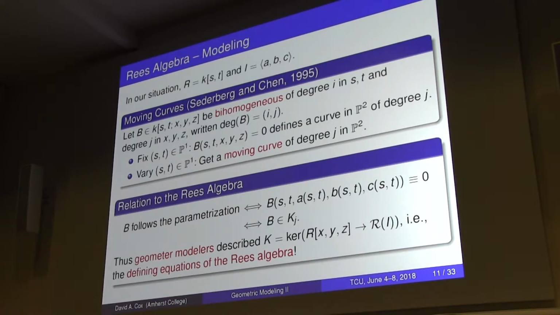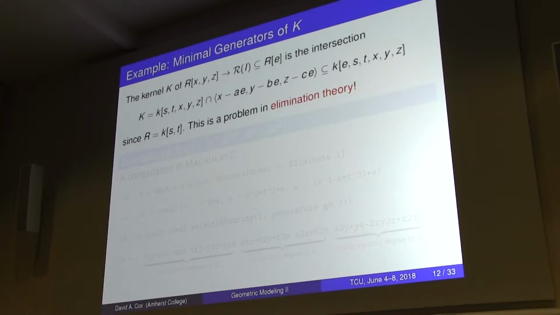So basically the geometric modeling community discovered the kernel of this map, or the defining equation of the algebra, in a purely geometric context. And then the question is, why were they interested in this? And the answer is there were some interesting moving curves that weren't just moving lines. Let me give an example.